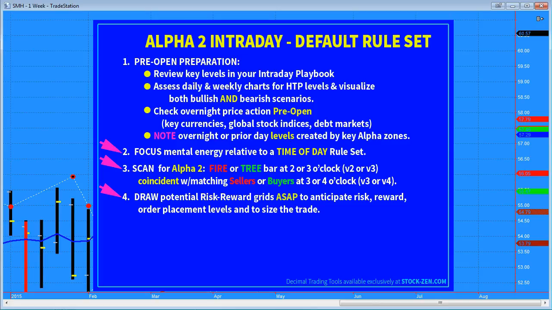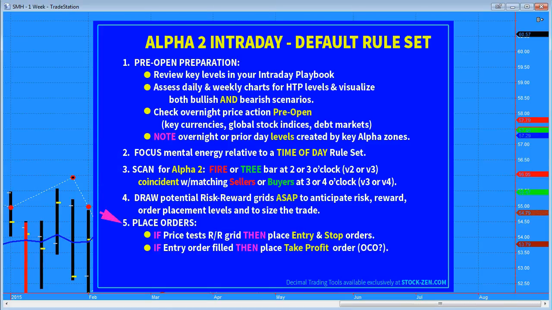Next, number 3 is to scan for Alpha 2s. Look for fire or tree bars that appear in 2 or 3 o'clock positions at vector 2 or vector 3, coincident with matching sellers or buyers at 3 or 4 o'clock. Number 4 is to draw potential risk-reward grids ASAP, as soon as possible, to anticipate risk-reward, order placement levels, and to size the trade. As potential Alpha 2 signals develop, you should be drawing potential risk-reward grids to price targets you have noted earlier in this session.